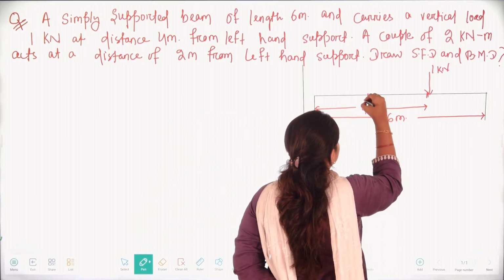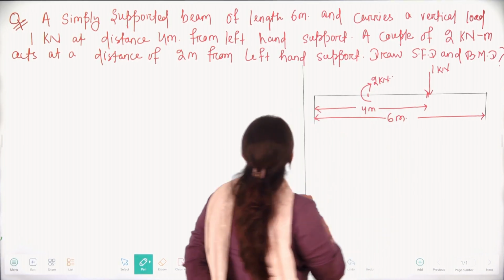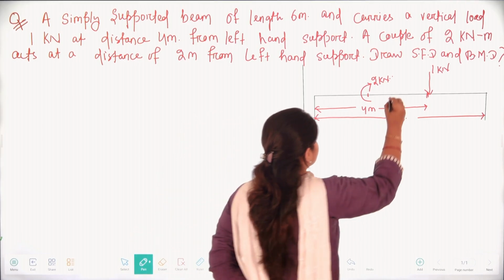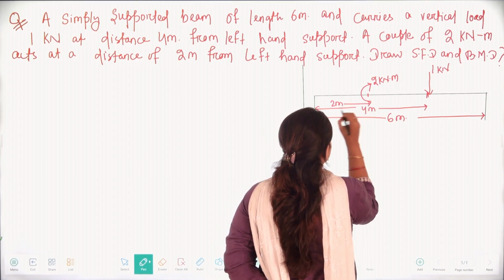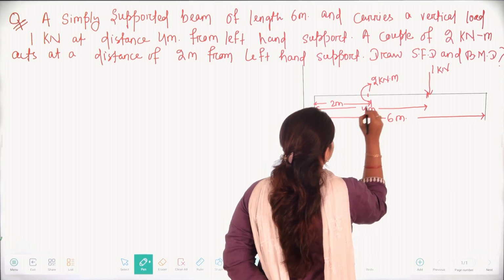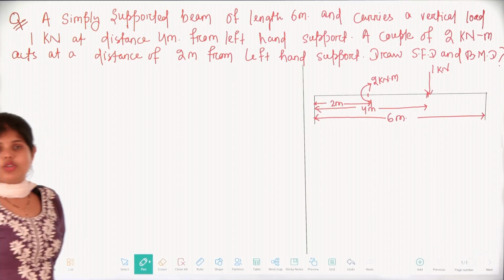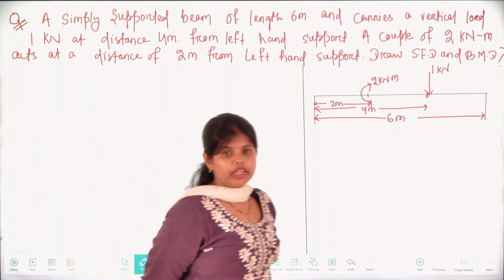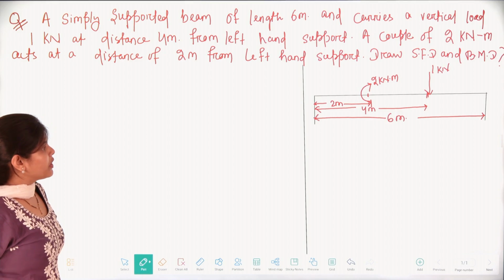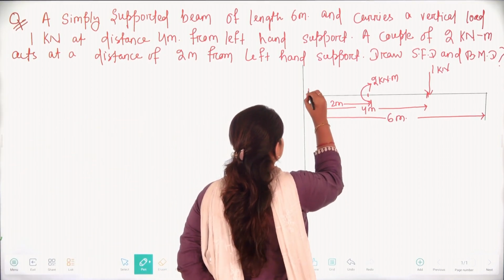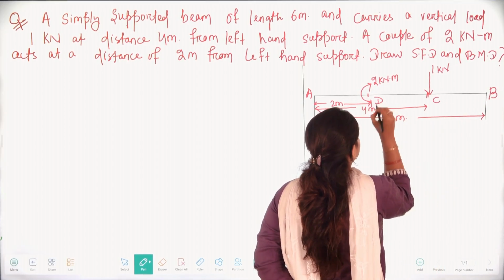So here we have the 2 kilonewton into meter couple and the distance here is 2 meter. So the question asks us to find shear force diagram and bending moment diagram. To find that, we need to first calculate shear force and bending moment. So let's name it as A, B, C and D.